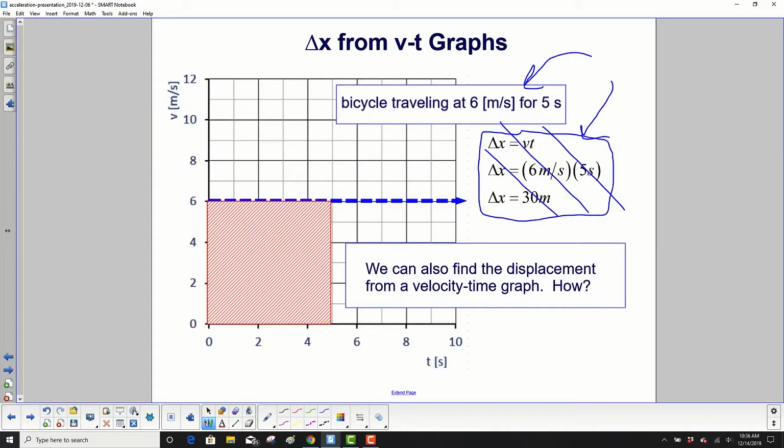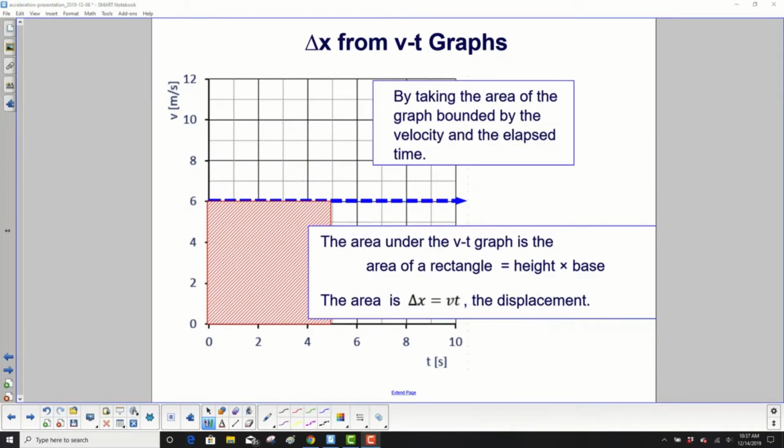How? Well, I already said it on the last slide, but look at the area here. The boundary for time is 5 seconds, which is what we have here, and our velocity is the same at the whole point at 6 meters per second. So what are we going to do? We take the area of the graph that is bounded by the velocity and the elapsed time, which is 5 seconds. The area under that graph is the area of a rectangle, which is height times base, or base times height. And that area will be vt, and that will be the displacement.